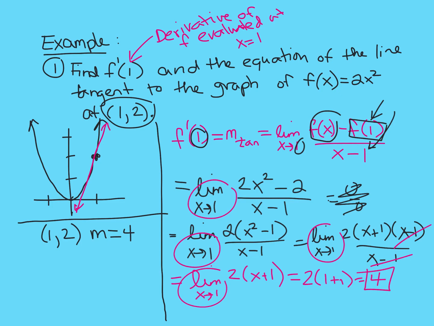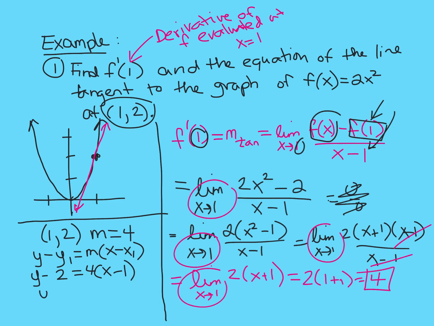I am going to find my equation of the line by using point slope form. Keep in mind, point slope form is y minus y1 equals m times x minus x1. If you take calculus, you are going to be using point slope form a lot because you're going to be doing this type of situation a lot. The x1 and y1 is just going to be the values of that point. So I get y minus 2 is equal to 4 times x minus 1.